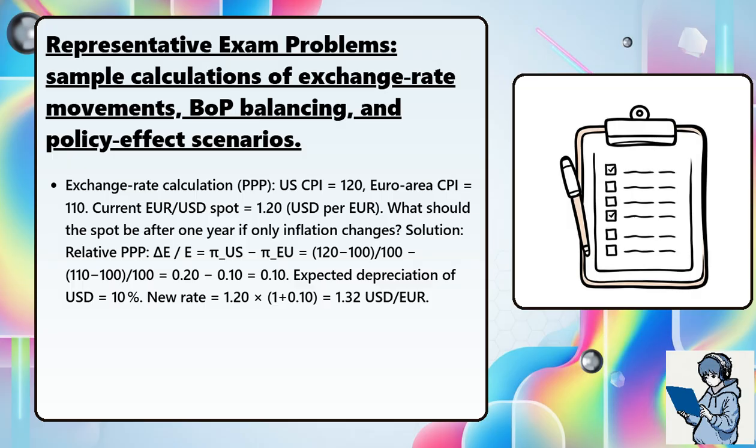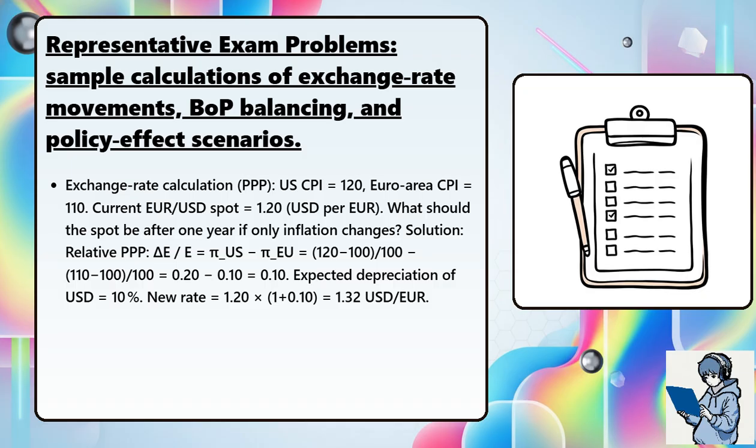Exchange rate calculation, purchasing power parity. United States Consumer Price Index equals 120, Euro Area Consumer Price Index equals 110. Current Euro/US dollar spot equals $1.2 per euro. What should the spot be after 1 year if only inflation changes?